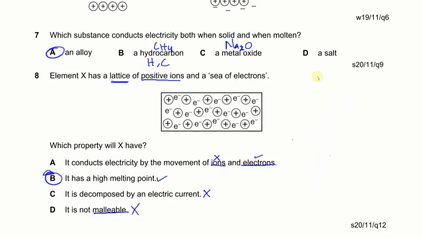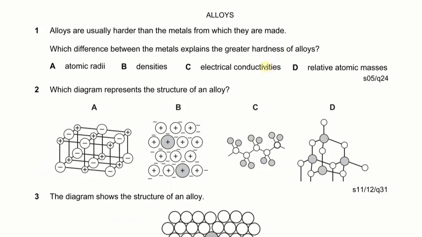Now let's move ahead and see some questions related to alloys. Alloys are mixtures of two or more metals, and they can contain non-metals as well. So let's see the questions. In the first question, alloys are usually harder than the metals from which they are made. Which difference between the metals explains the greater hardness of the alloys? Alloys are harder than pure metals because of the difference in their sizes. So the atomic radius is the correct answer. Densities and electrical conductivities have nothing to do with the strength of alloys.